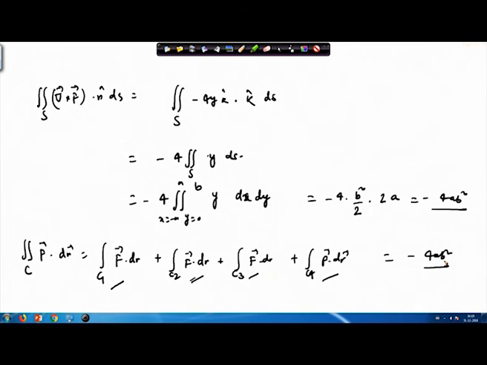So, this was one more example where you could verify Stokes theorem. I hope these examples have cleared your doubts based on Stokes theorem.